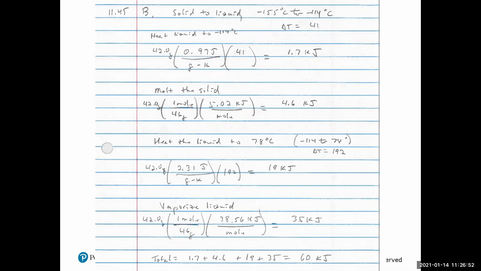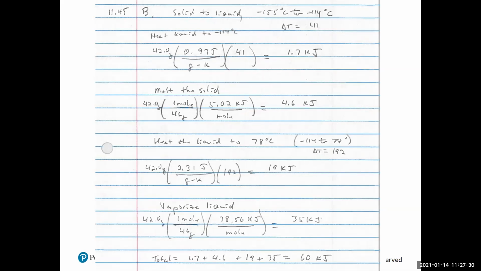We have a temperature change of 192, that's the difference between minus 114 and 78. And we do that calculation and we get 19 kilojoules. So now we are all in a liquid state, and we've taken it up to that vaporization temperature, and now we need to actually vaporize the liquid. Once again, we use the appropriate factor there, which is 38.56 kilojoules per mole, and get a value of 35 kilojoules.